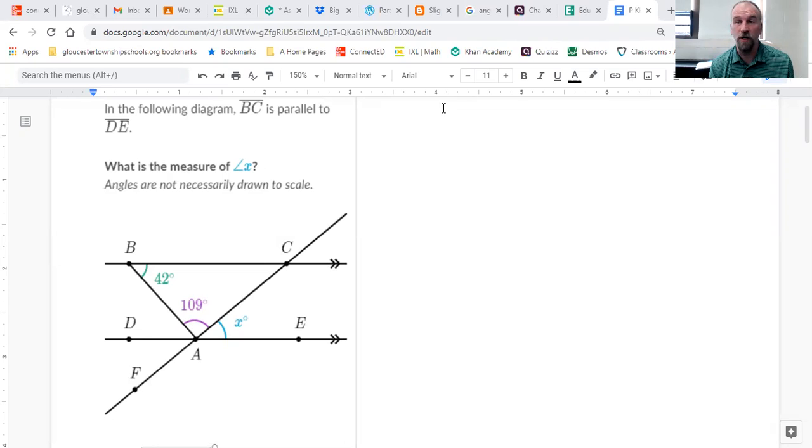The puzzles get more complex. You have to start recognizing the different things you can see. So let's start with this one. I have 5 examples total here. In the following diagram, line BC is parallel to line DE. And you can see the little parallel markings here and right here, saying that these two lines, BC and DE, are parallel.